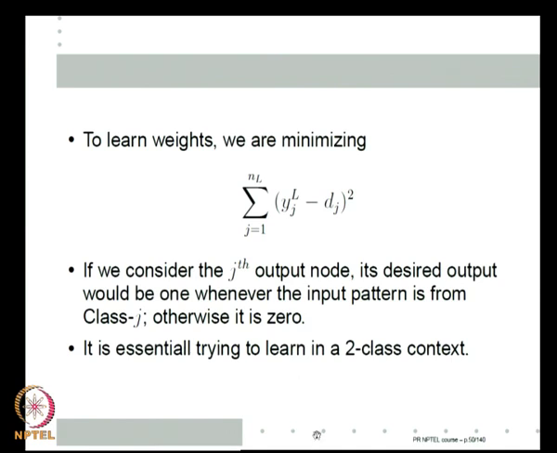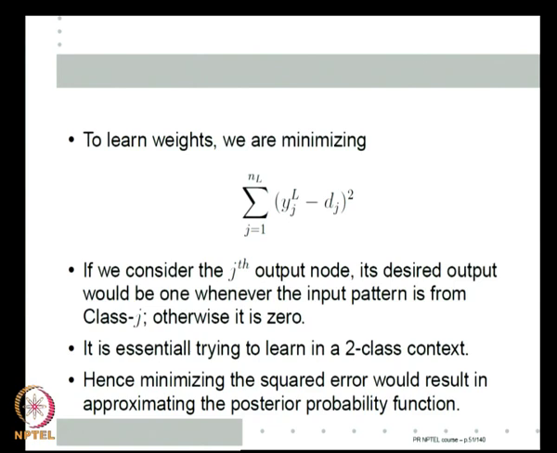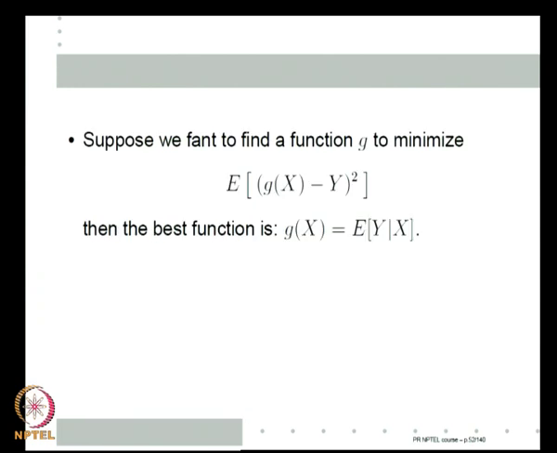Essentially it is still trying to learn in what can be called a two class context, and this is the reason why minimizing the squared error would result in approximating the posterior probability function. More precisely, let us say given two random variables x and y, I am trying to find a function g to minimize the expected value of (g(x) minus y) whole square. My square error loss is simply an empirical risk of this risk. This is the true risk of the squared error.